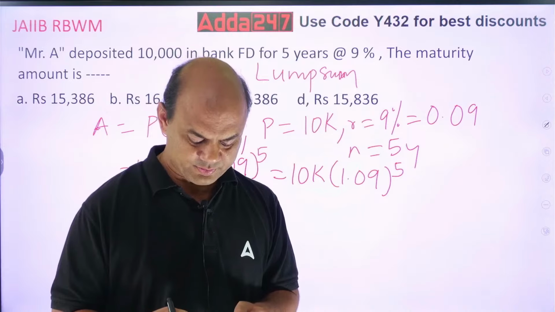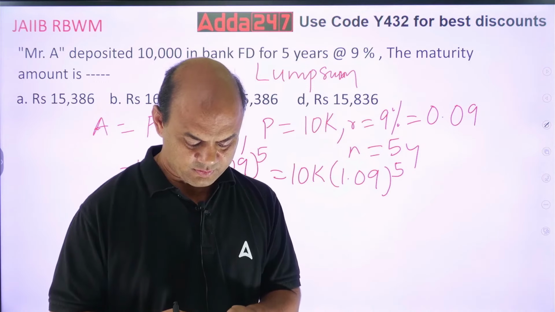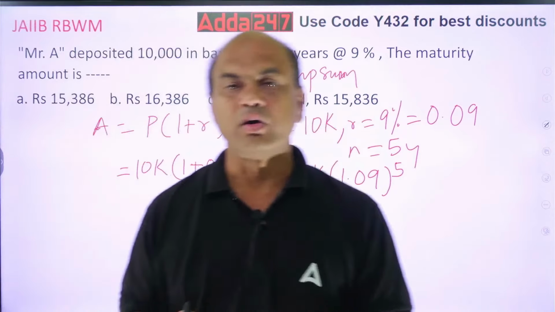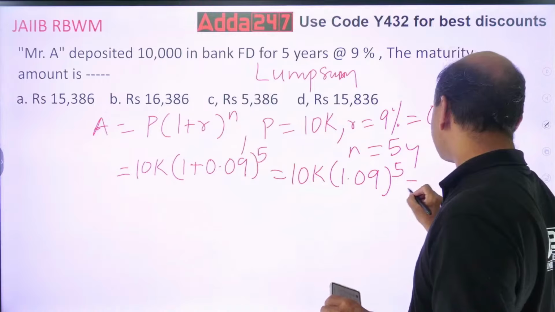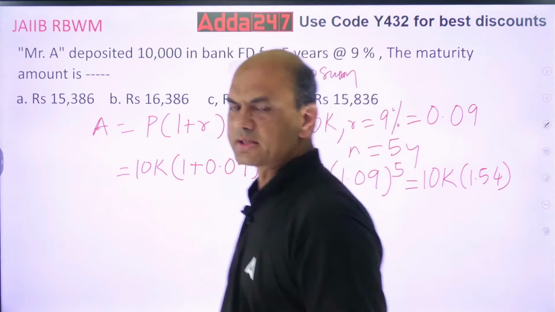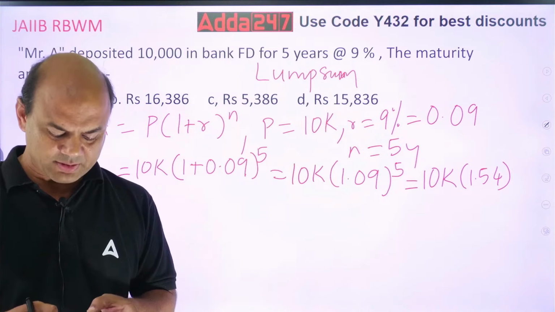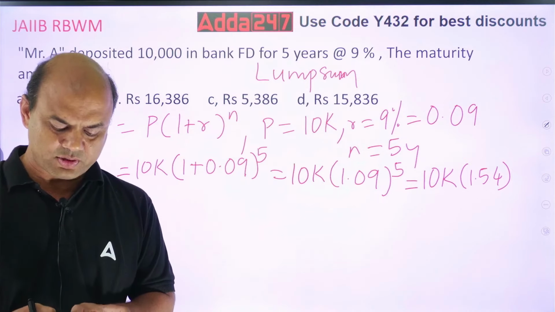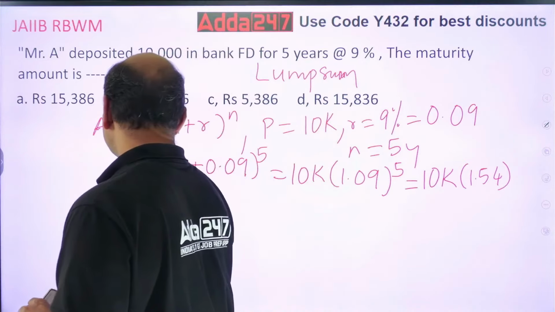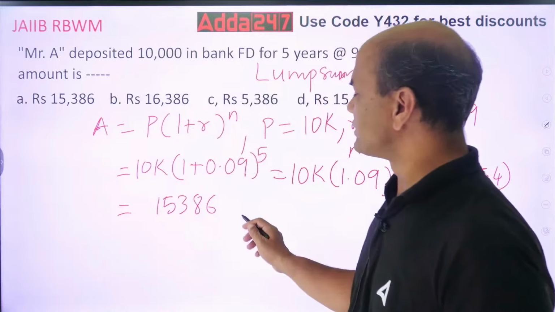So what is the answer? I am getting 1.09 raised to 5 as 1.53 or 1.54, you can take it; 538 it is. So 10K into 1.54. Are you getting this answer, everyone? 1.54 or 538, anything, multiplied by 10,000. 10,000 means 4 zeros. So you will get 15,386. So the answer over here is 15,386. What do you want? You want the amount at maturity. So this is the answer.